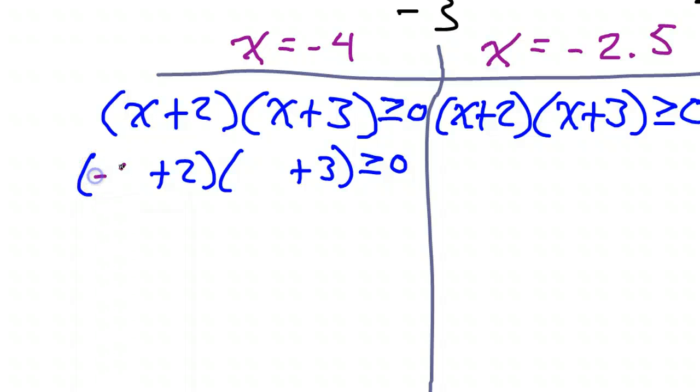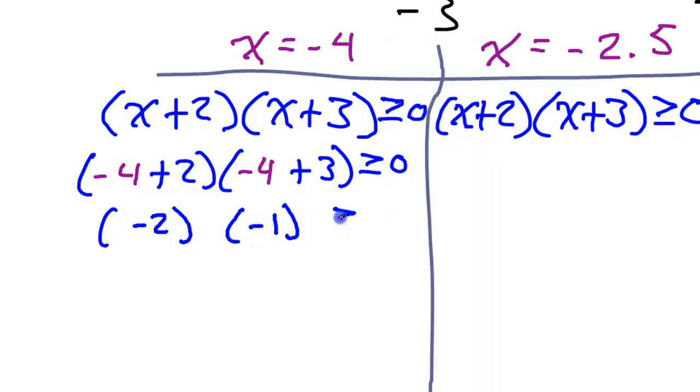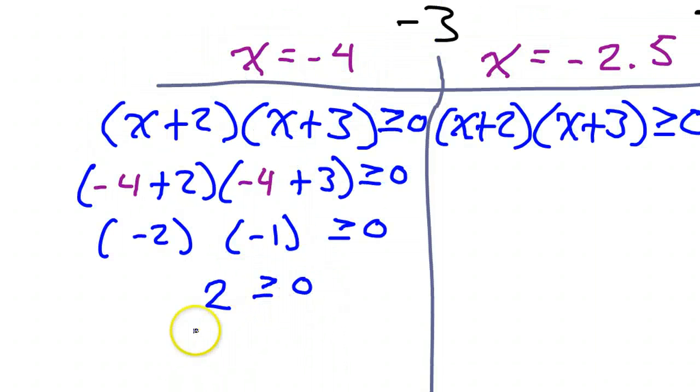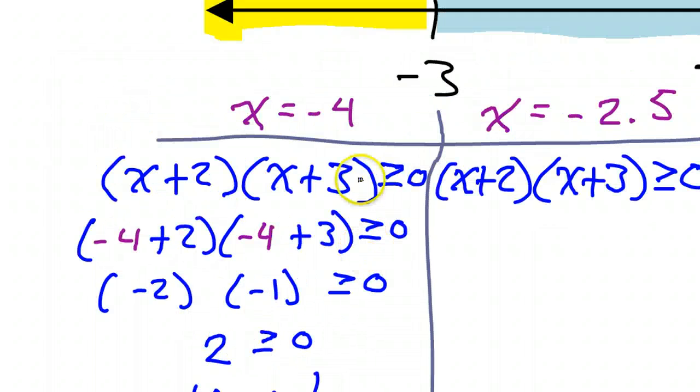We're doing negative 4, so I'm substituting in negative 4 for my x values. Negative 4 plus 2 is negative 2. Negative 4 plus 3 is negative 1. We want to see, is this greater than or equal to 0? A negative times a negative is positive, so I get positive 2. Is 2 greater than or equal to 0? Of course, yes, it is. So that means that x equals negative 4 is a solution to this inequality.